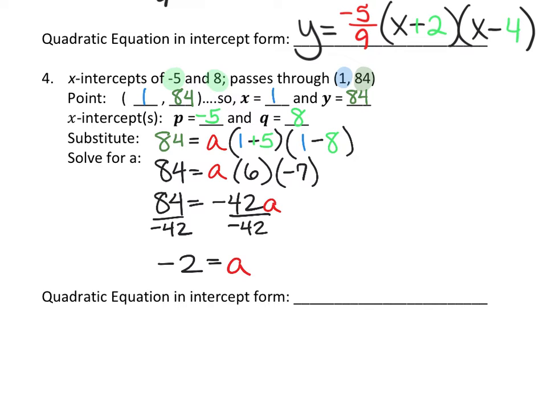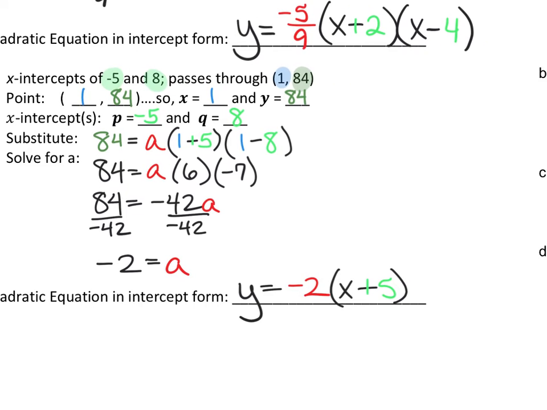Now we need to actually write the equation. What 3 letters this time am I plugging back in? A, P, and Q. That means literally just think not X's and Y's. X's and Y's go back in as X's and Y's. Everything else we plug in. This would be Y equal to negative 2, open parentheses, X minus negative 5, which makes positive 5, multiplied by X minus 8.